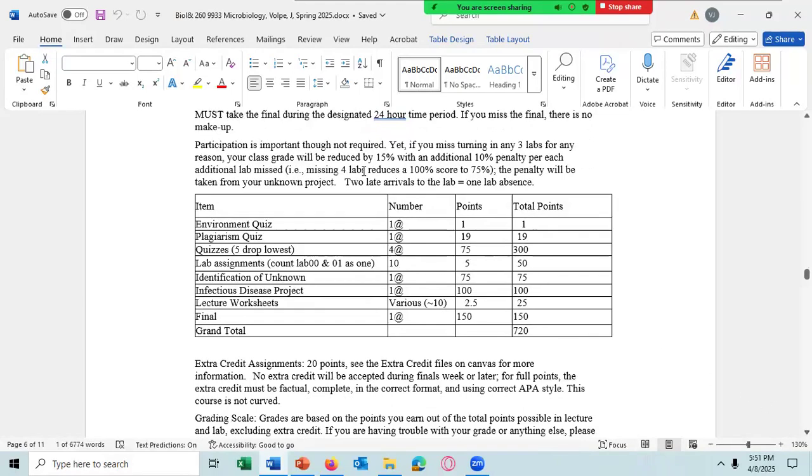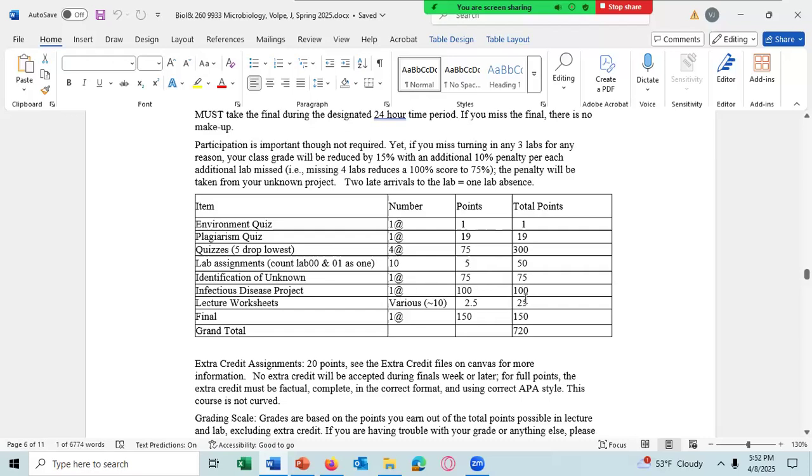Participation is important, though not required. So here's a breakdown of the points. The environmental quiz, 1 point. Plagiarism quiz, 19 points. 5 quizzes, dropping the lowest, 300 points. Lab assignments, close to 10, 5 points each, 50 points. Identification of the unknown project, 75 points.